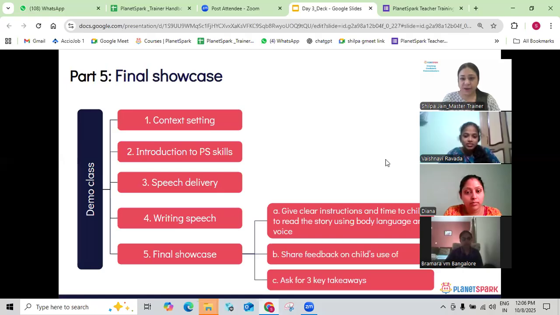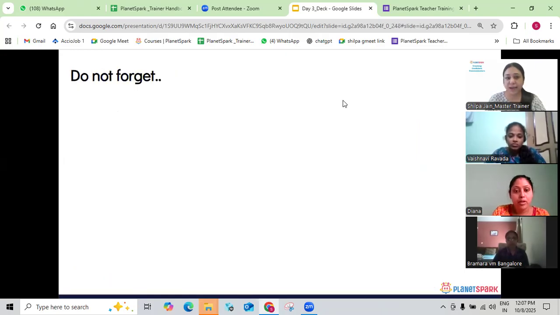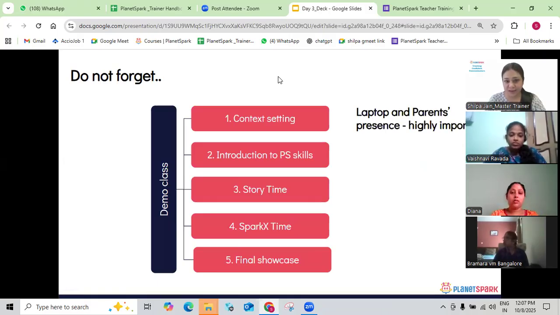So yes, that brings us to the conclusion of the first 45 minutes of interaction. The teacher gave instructions and time to the child to read the entire story using body language and voice together. Share feedback. This part is not shown because this is something that we are going to cover in detail, the art of giving feedback, and ask for the 3 key takeaways. These are the 5 segments. If you haven't taken a screenshot, please do that right now.